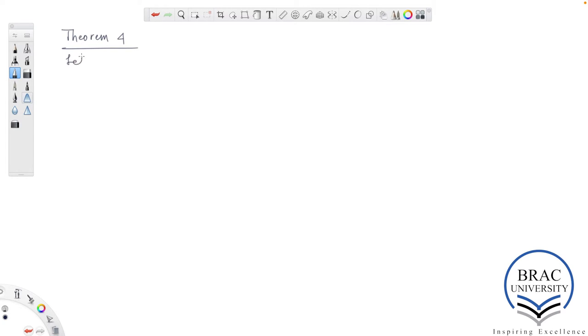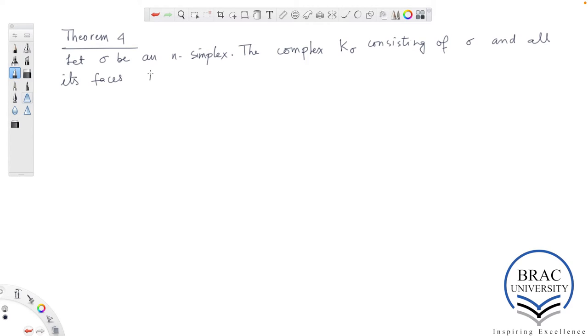Let sigma be an n simplex. The complex K sub sigma, consisting of sigma and all its faces, is acyclic. So the reduced homology groups of this K sigma, in all dimensions, vanish.